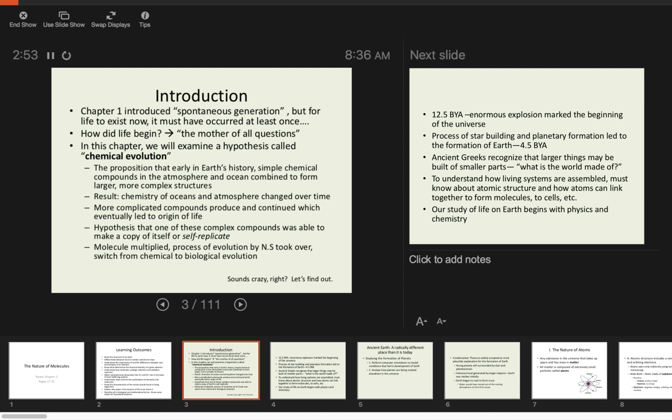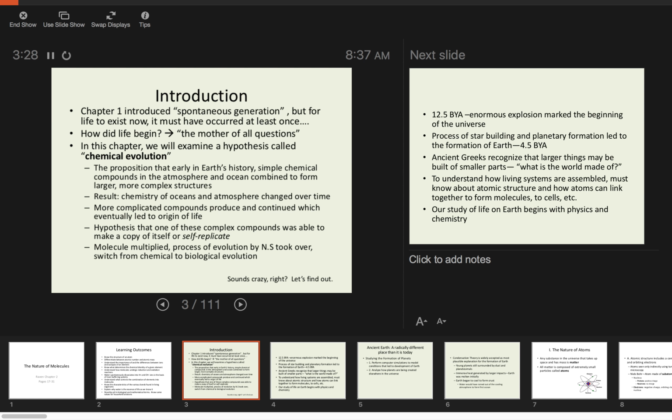In this chapter, we'll examine a hypothesis called chemical evolution, which proposes that in Earth's early history, simple chemical compounds in the atmosphere and ocean combined to form larger, more complex molecules. As a result, the chemistry of our oceans and atmosphere changed over time. Right now, our atmosphere is 78% nitrogen and about 22% oxygen, but that wasn't always the case. At one point, there was hardly any oxygen on planet Earth. We'll talk about how that's changed over time.